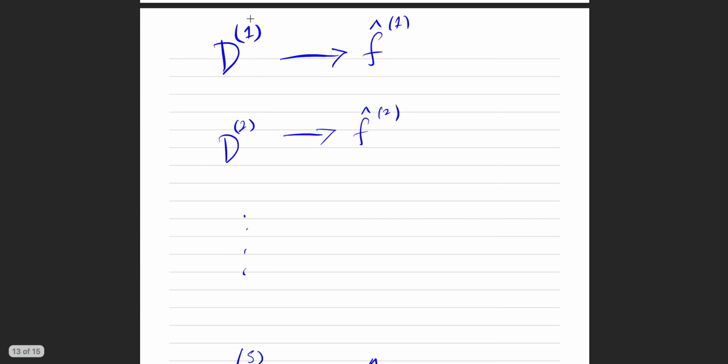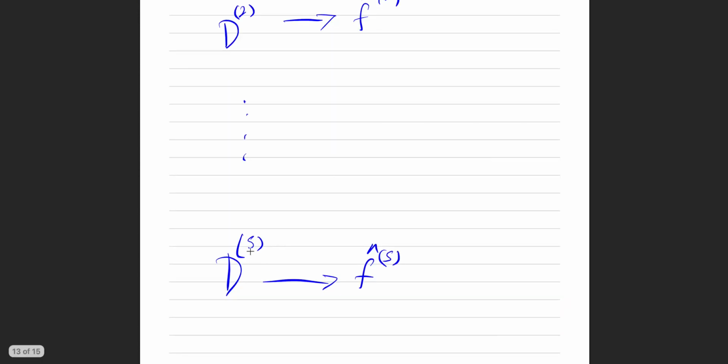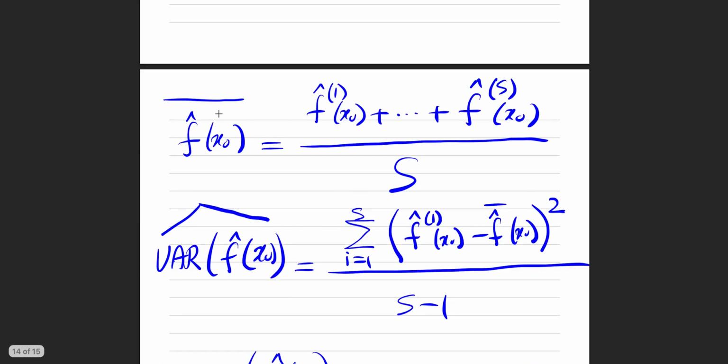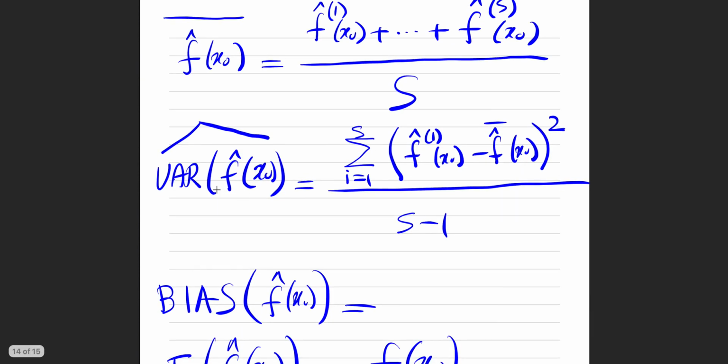So essentially we can create one data set. Instead of having one D, now we have D1, D2, and each of these is a data set, and from each of these we get an estimate, a second estimate, and then if we have S samples, we get S different estimates. Then we can calculate the sample mean of these at a specific point, and we can calculate the sample variance. This is an estimate of the variance. That's why we have the hat here.